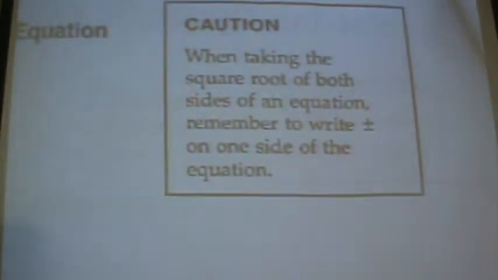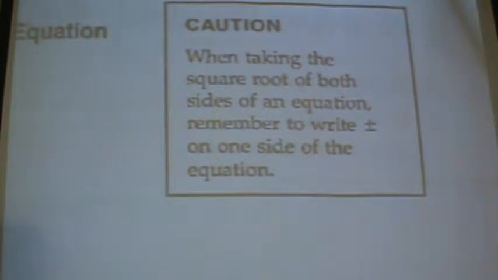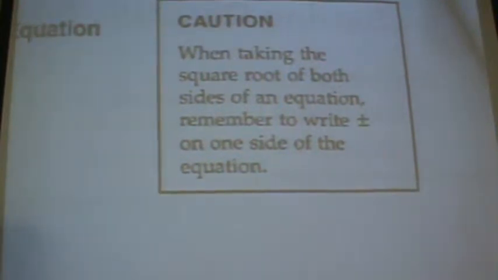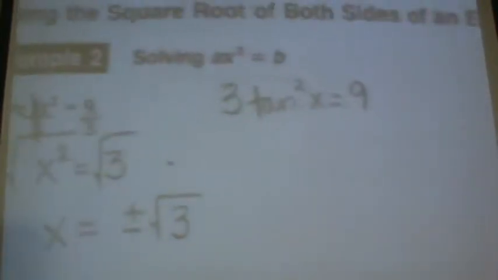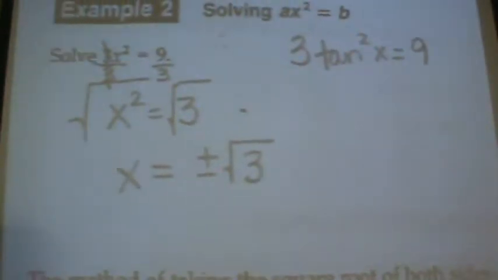Now, read this little cautions box. When taking the square root of both sides of an equation, remember to write plus or minus on one side. On your test, if you write square root of 3, it's wrong. It's half wrong. You gave me half the answer.